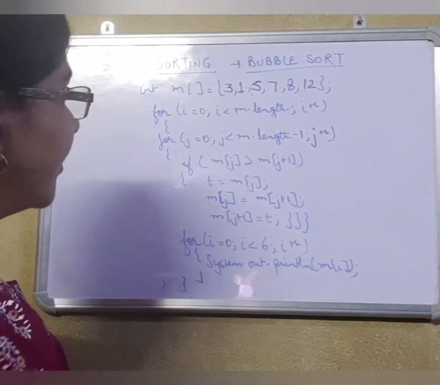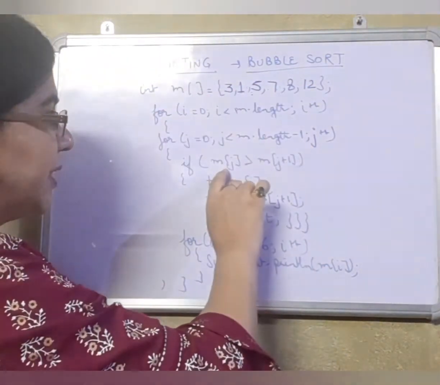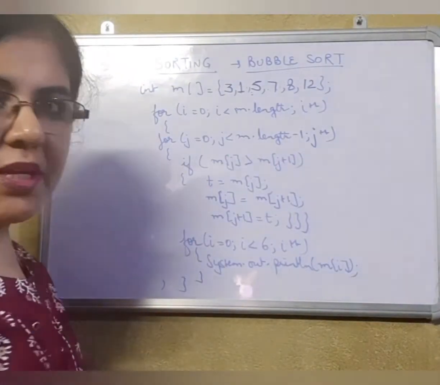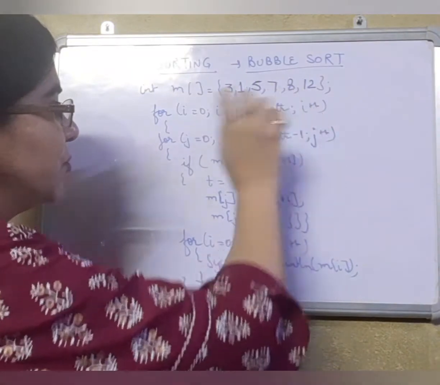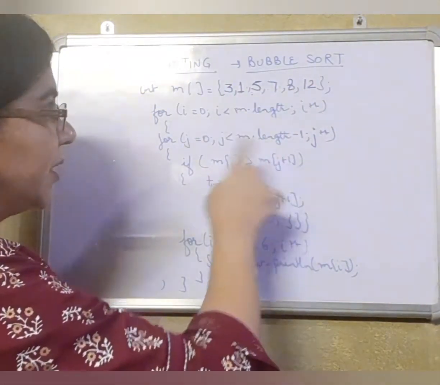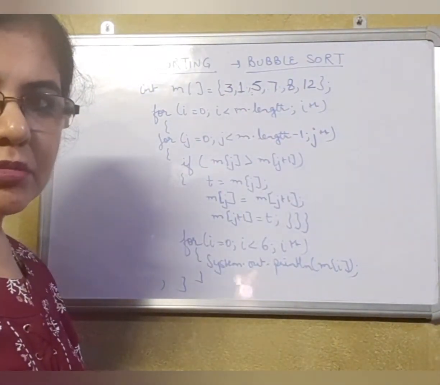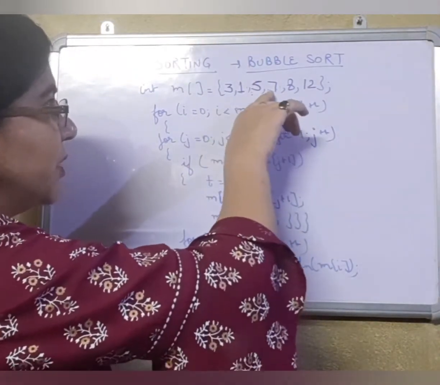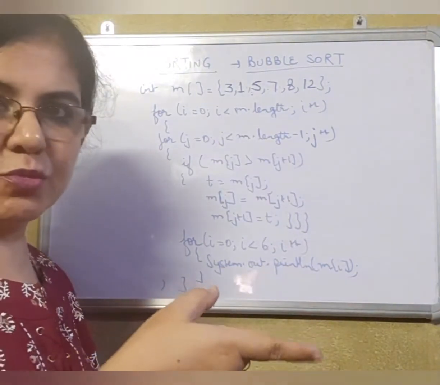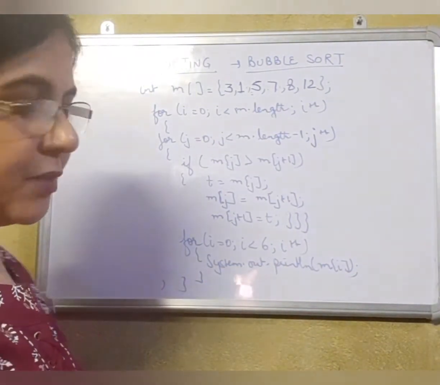3. At third position, we have got 7. 7 is greater than the neighboring number 8? No. Then with j plus plus, it will move to 4. 8 is greater than the neighboring number 12? No. So at the end of the j loop, we are getting this much: the third bigger number has moved to the third last position.